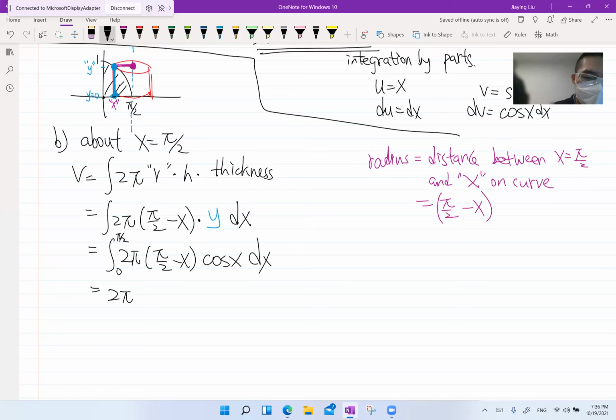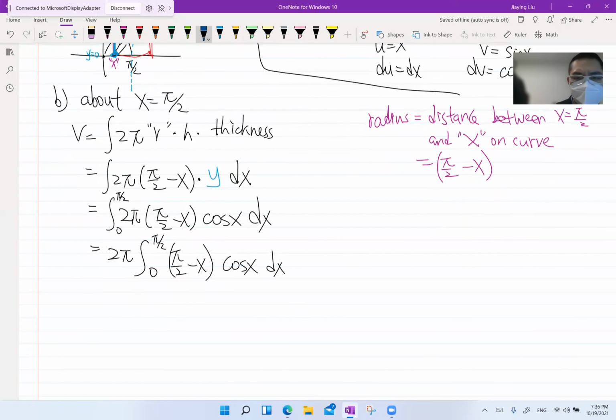So I'm going to move the 2 pi outside, 0 to pi over 2. And then we have pi over 2 minus x multiplied with cosine x dx. You can split the integral into 2, or you can just leave it as 1. But either way, at some point, just like before, you're going to have to use integration by parts. Maybe call this u equals pi over 2 minus x, and you can find du from there. And the dv will be the remaining part, cosine x dx.